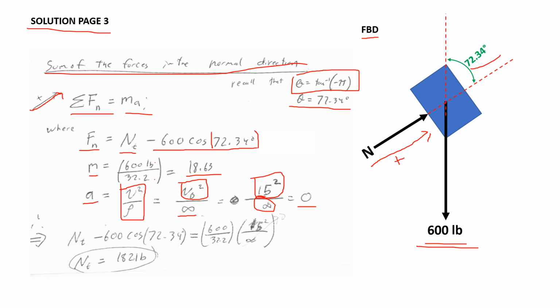So now we can go back up to our equation of motion here to solve for our N_T, and we have that the summation of forces in the n is equal to mass times acceleration. So our summation of forces in the n are right here, which is our N_T minus 600 times the cosine of 72.3 is equal to our mass, which is weight divided by gravity, times our acceleration, which was 15 squared divided by infinity, which ends up going to 0. So this whole side becomes 0 over here now. So we're just left with the fact that N_T minus 600 times the cosine of 72.34 is equal to 0, or N_T is equal to 182 pounds.